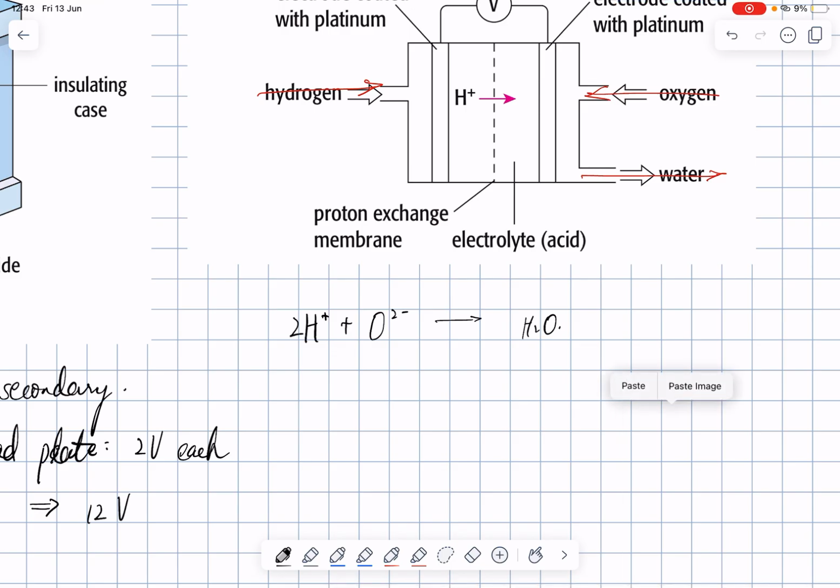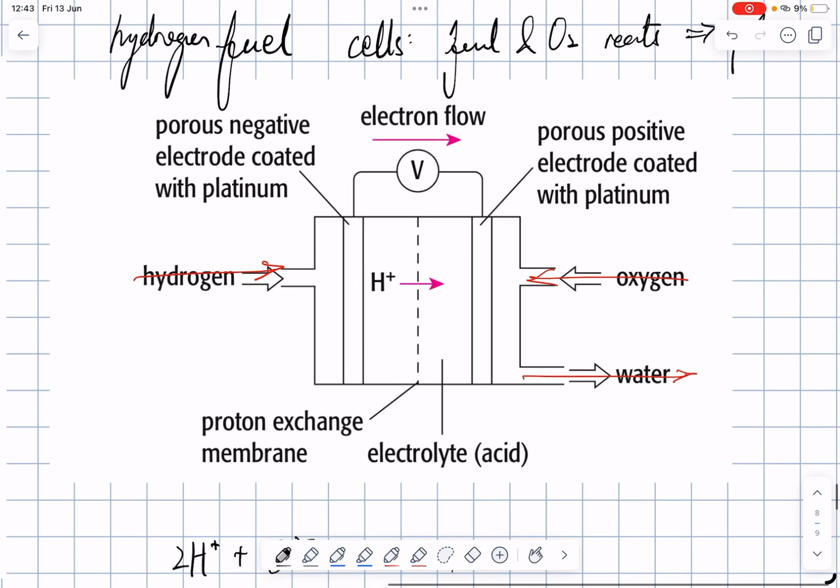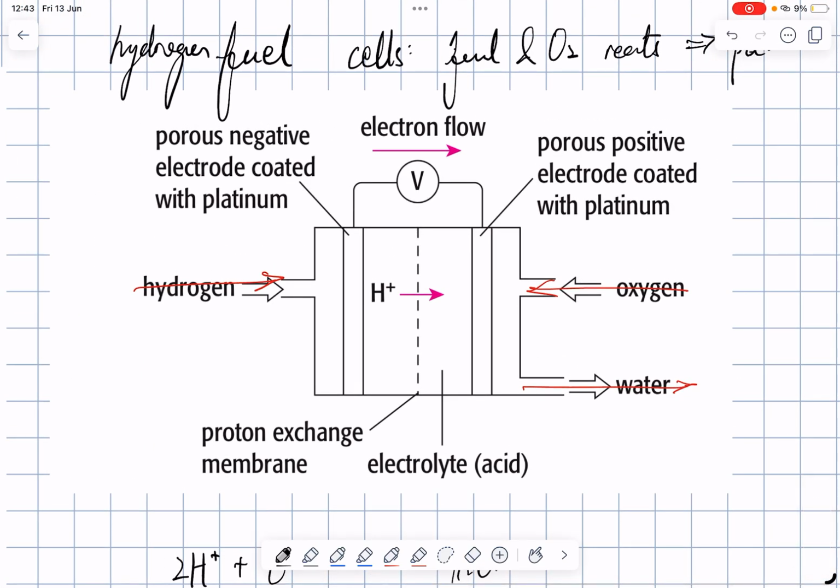The advantage is that only water is produced, so there are no harmful products, and it's easy to clean, and it doesn't cause the greenhouse effect, and it produces more energy per gram of fuel than petrol. So it's very efficient since there are no mechanical parts and there is no energy loss by heat.